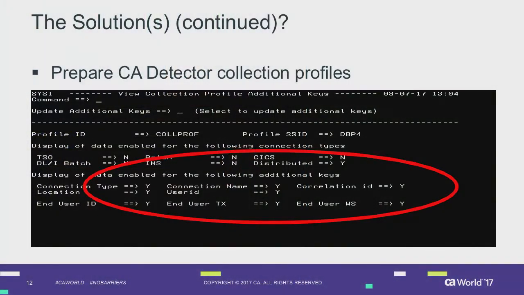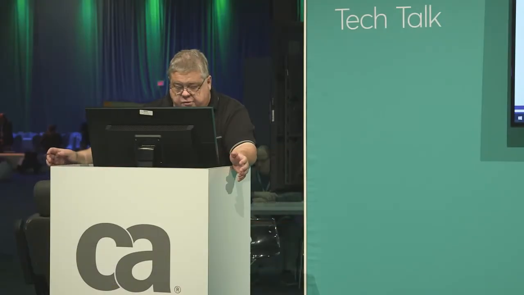The next thing we did was to go into Detector, into the collection profiles, and say we want to see the keys for every transaction in the distributed world. Why? Because for those distributed transactions, we're going to use those keys to match up with the IFCID information to try to find the hits that really need to be investigated.